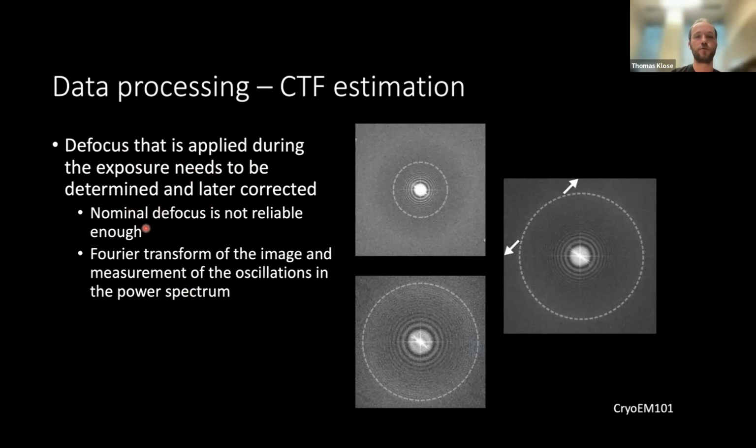So our nominal defocus cannot just be applied to the image, and we need to correct for the effects of this defocus. So we need a very precise estimation of the defocus value. What the program does is, again, do this Fourier transform, and based on how these ripples are spaced apart, it can determine what the defocus was. Then this information gets saved and corrected for during downstream processing. All of that is done automatically. You usually don't have to think about it much.